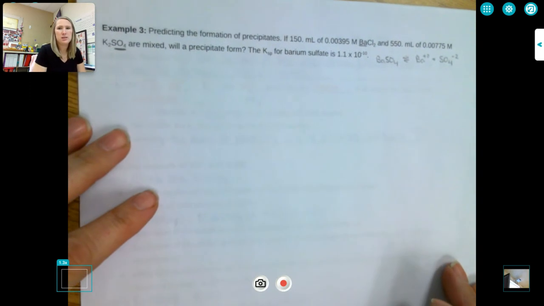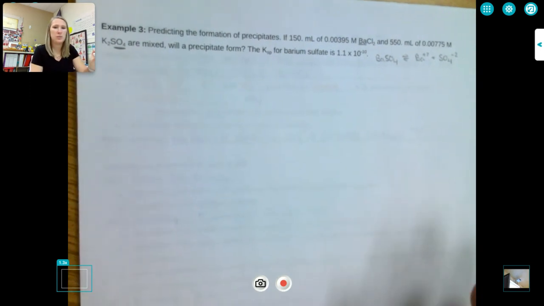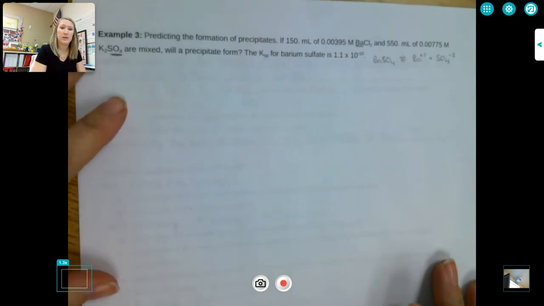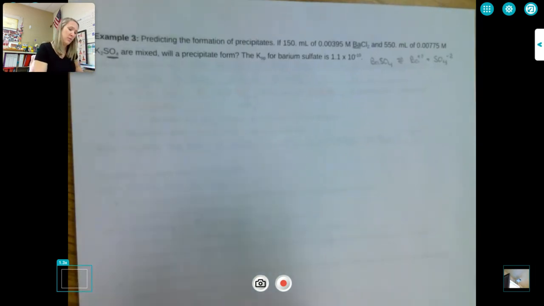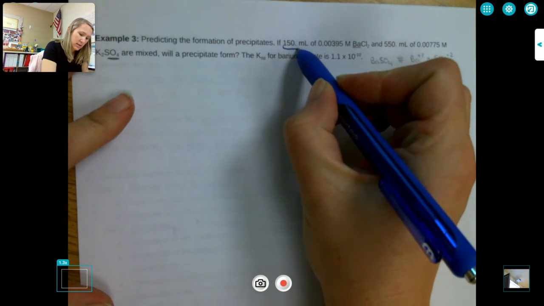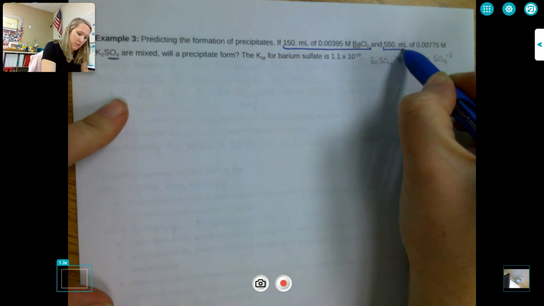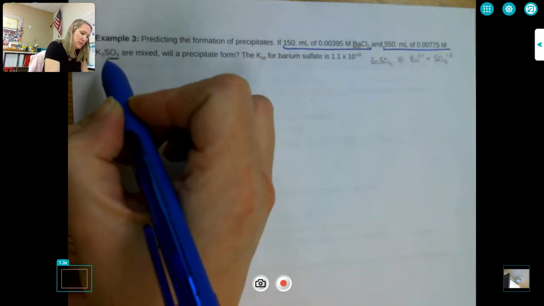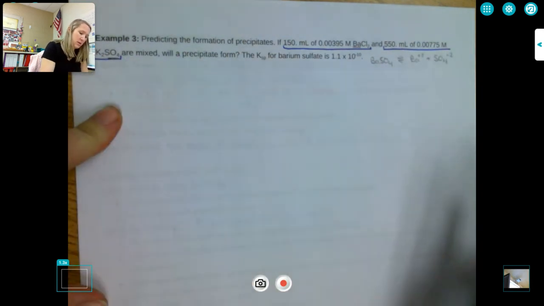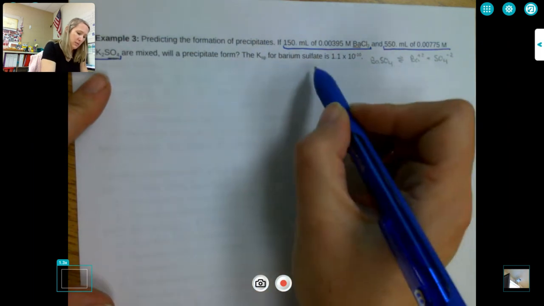Well, what if we're given concentrations of two solutions, and then we're asked to figure out, does this dissolve or does it not dissolve? Do we get a precipitate? Do we not get a precipitate? Wow, that really zoomed in there. All right, so we want to predict the formation of precipitates. If 150 milliliters of a 0.00395 molar barium chloride and 550 mL of a 0.00775 molar potassium sulfate are mixed, will a precipitate form?